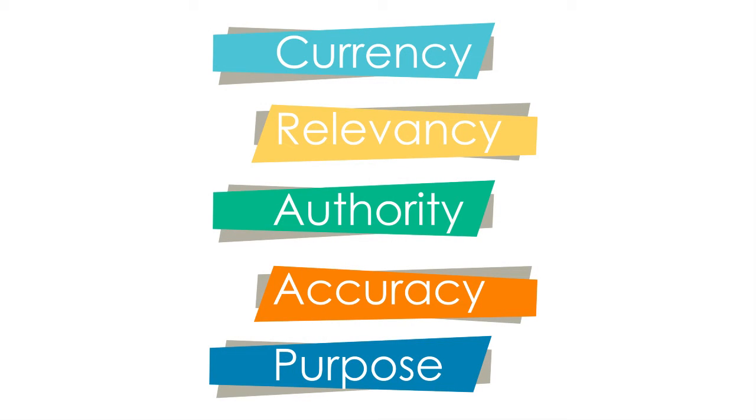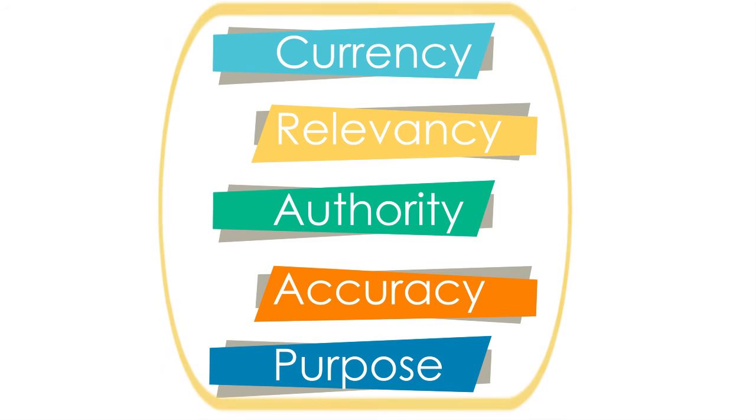The CRAP test can be used to evaluate all types of information. It contains 5 categories: currency, relevancy, authority, accuracy, and purpose. Each category has 2 to 3 questions you should consider before determining to use a source. Generally, you should consider how a source stacks up in all 5 categories before deciding to use it or not.